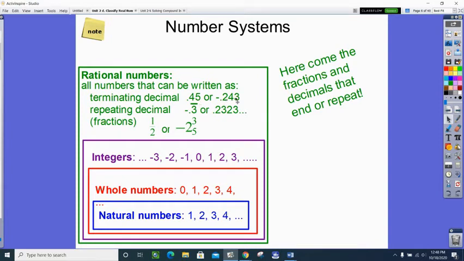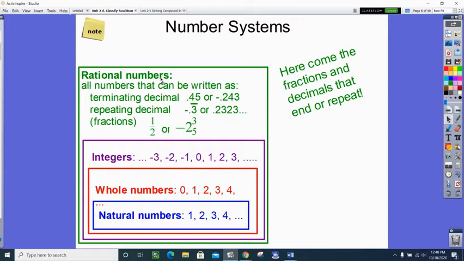Negative 0.243, stop, right? Terminating decimals end. We also talked about repeating decimals using bar notation, or you would use dot, dot, dot. This would be negative 0.333333333333, keep going. This would be 0.23232323, those are repeating. And also our fractions like 1/2 or mixed numbers like -2 3/5. All of these numbers are now coming in and they're called the rational numbers.